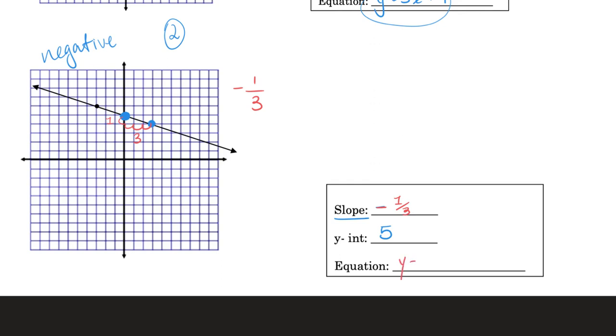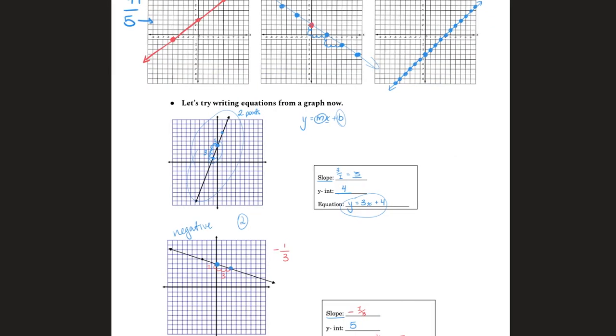Well, it's going to be y equals, we have our slope of negative 1 over 3, then we have x, plus our y-intercept of 5. So y equals negative 1 over 3x plus 5, and that is our equation. All right, and that is it for this page. Cool. So we made it through.